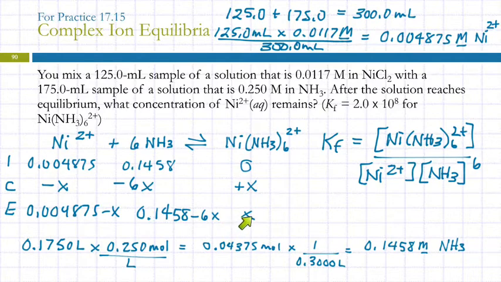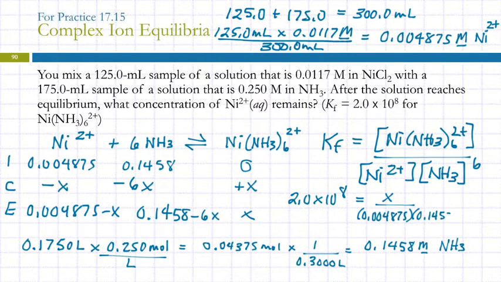Okay, so we're going to have kind of a mess here, aren't we? I mean, we could try X is small. Doesn't hurt to try it. Let's try X is small. So then we've got 2.0 times 10 to the 8th is going to be equal to X divided by 0.004875 divided by 0.1458 to the 6th power. I don't think X is going to be small, but we'll see.